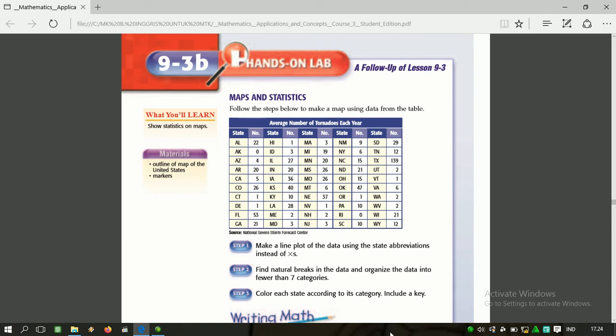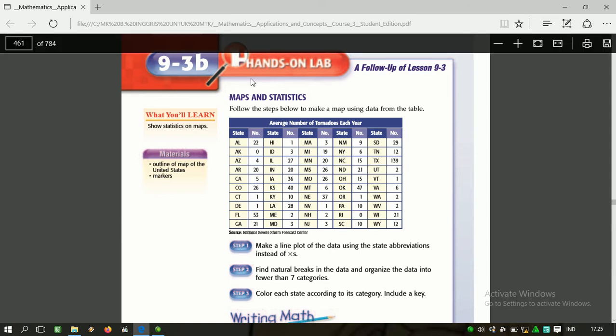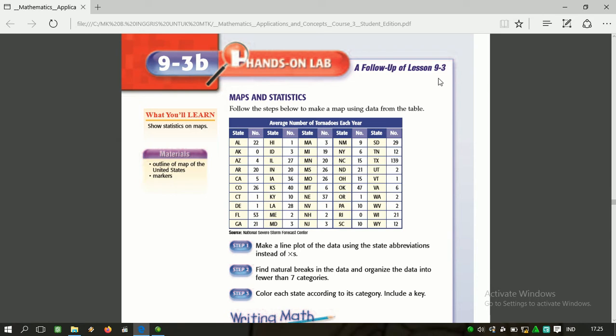Lesson 9-3B, The Mathematics Application, Chapter 9. Hands-On Lab, a follow-up of Lesson 9-3. What you will learn: show statistics on a map. Materials: outline of a map of the U.S., colored markers. Maps and statistics. Follow the steps below to make a map using data from the table.